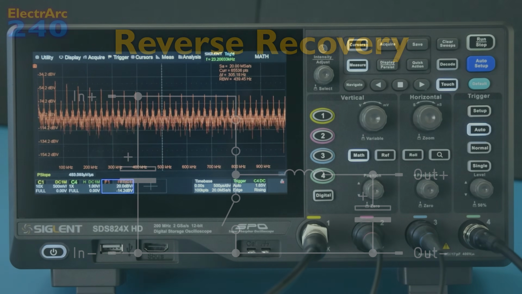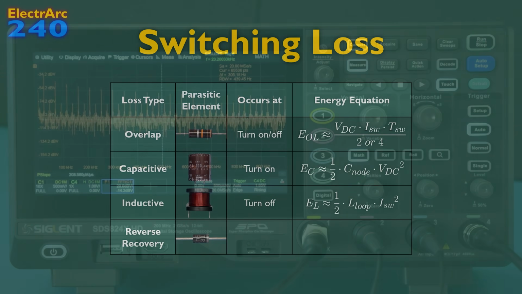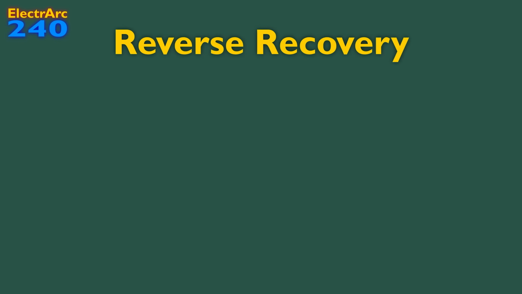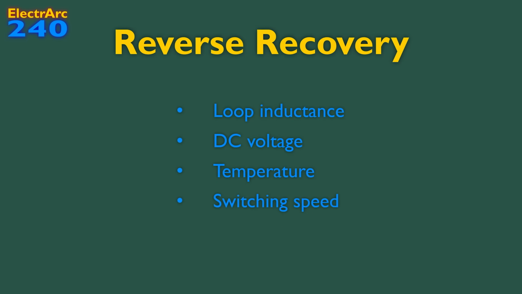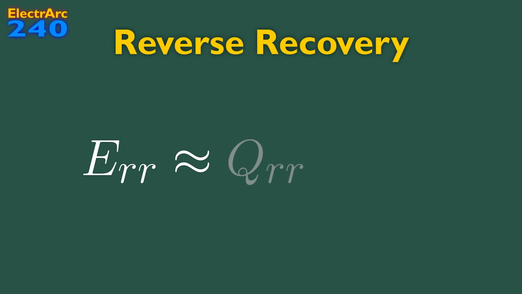This causes quite a few issues, particularly for EMI, but today we're focusing on the additional switching losses it creates, which are by far the hardest to predict, as reverse recovery behaviour is affected by the loop inductance, DC voltage, temperature, switching speed, and much more. If you really feel an urge to calculate something, a common but not very accurate approximation is to multiply the quoted reverse recovery charge by the DC voltage.